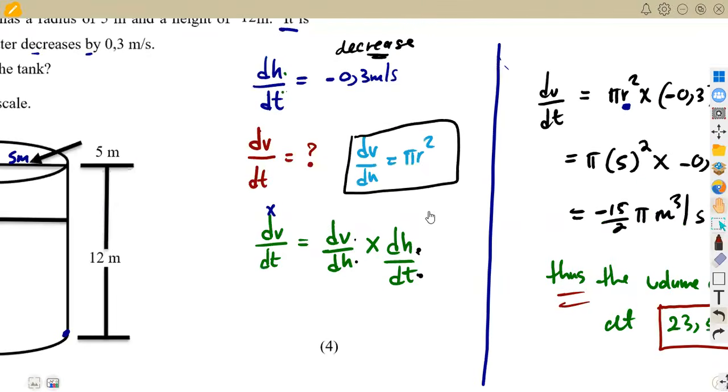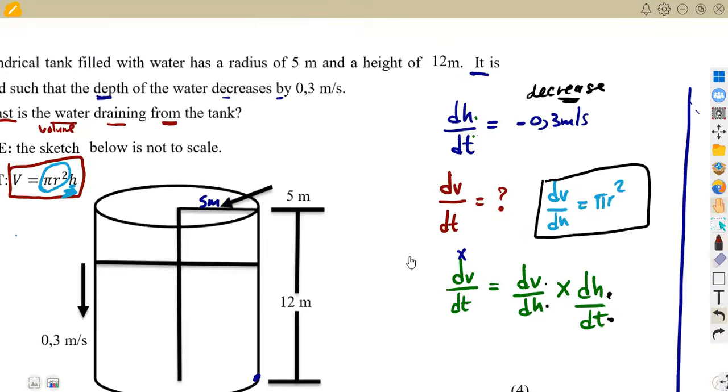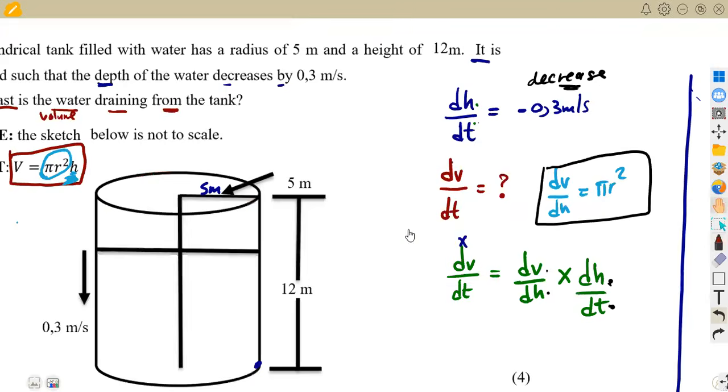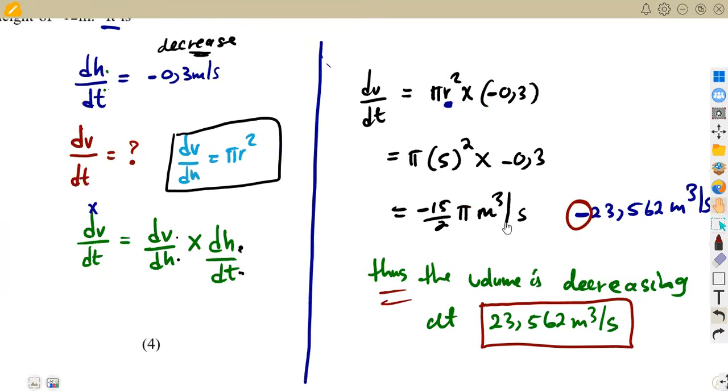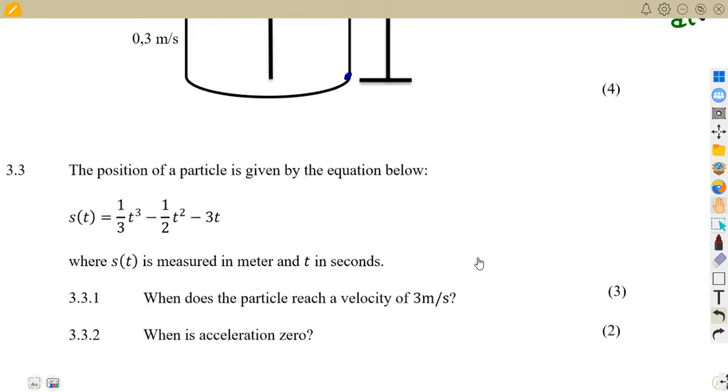All right, so that was the first part of our question here. Take note, 4 marks for that. But you just need to connect your formulas. As you can see, it's a matter of connection of formulas. All right, let us check the other part.